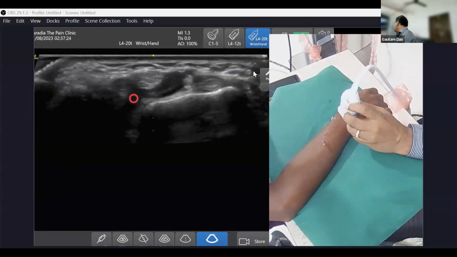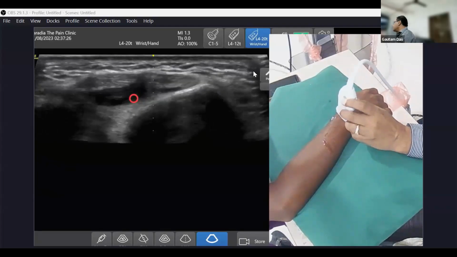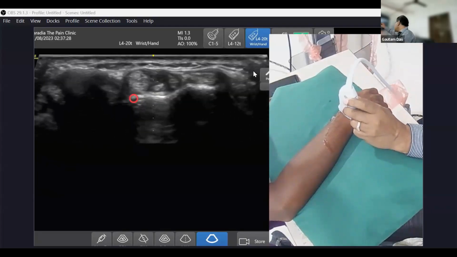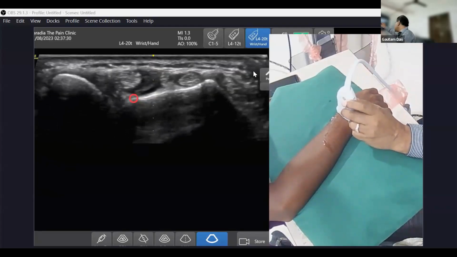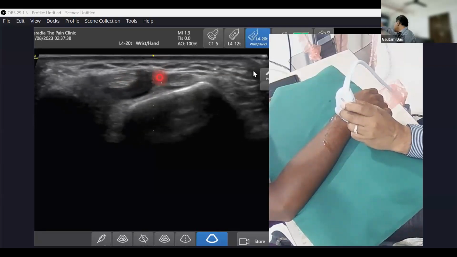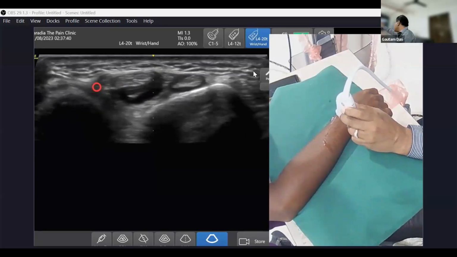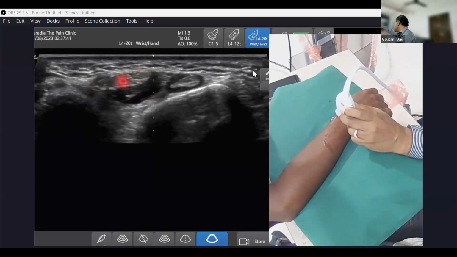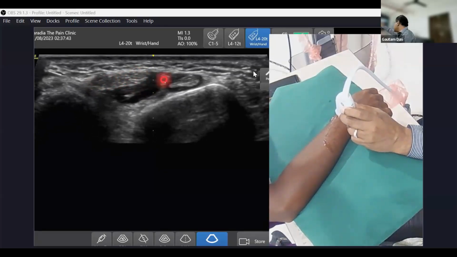So this was your Lister's tubercle. So this was your third compartment muscle, extensor pollicis longus. This was your fourth. But in the fourth, this part is your extensor indicis, and this part was your extensor digitorum. This was going to the index, and this muscle's tendinous part is going in between the second and third.